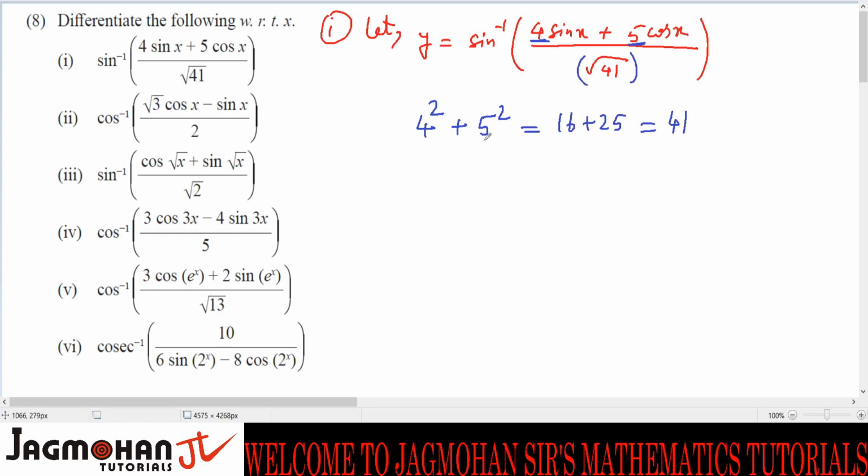And look at the denominator. If you square the denominator, square root of 41 squared is again 41. So you notice that in this question, inside the bracket, this number square plus this number square is equal to the denominator number square. And it is true for all these questions. You can check here. This is square root of 3, so the square of this is 3. And here you have 1, so the square of 1 is 1. So 3 plus 1 is 4, and the square of 2 is 4.